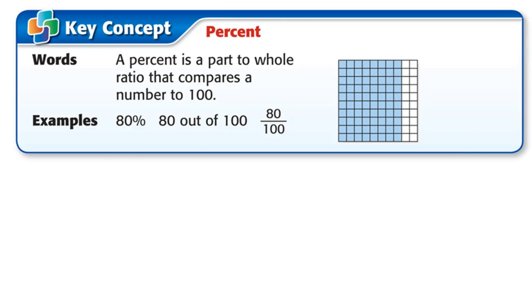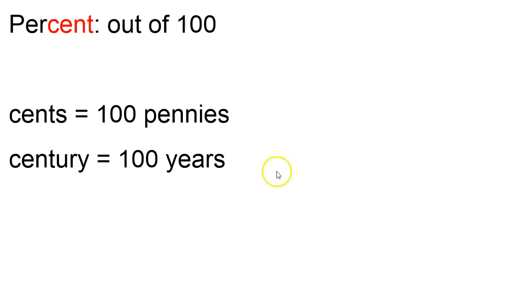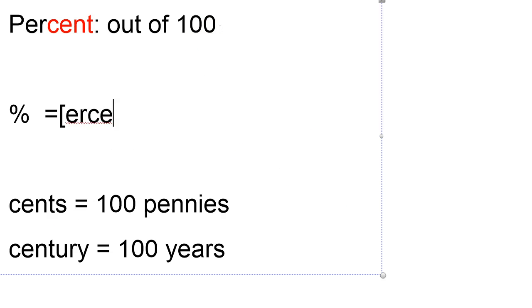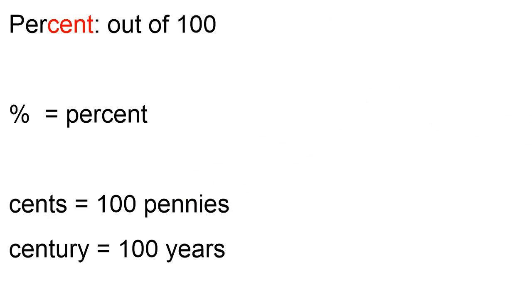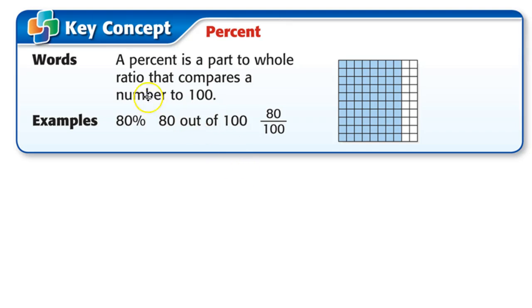Here's a nice drawing the book has. Oh yeah, I forgot to talk about the percent symbol. As you'll see when I start writing it by hand, it's very sloppy. I'm terrible at writing these things. But percent means out of 100. There's the percent symbol. A percent is a part to whole ratio that compares a number to 100, which is basically what I said. Take something, put it out of 100. So when we say 80%, that means they have 80 out of 100, or 80 over 100. And they've got 80 of these in blue versus the whole box of 100.